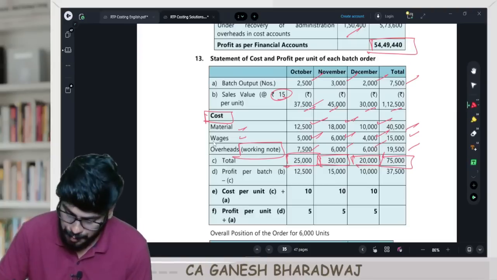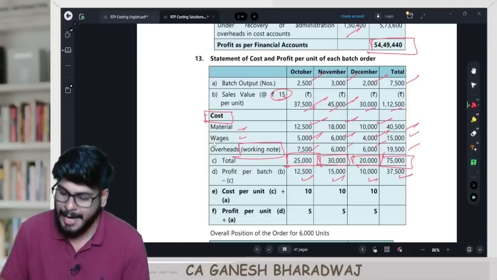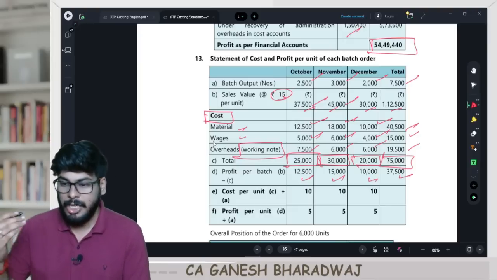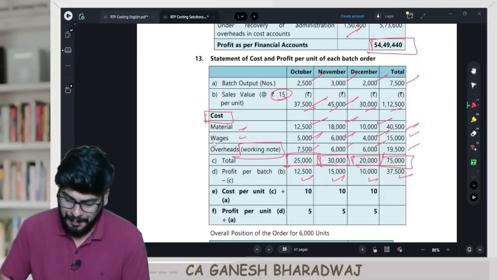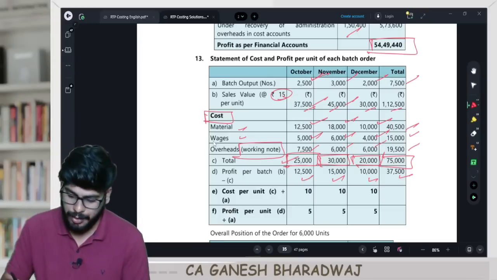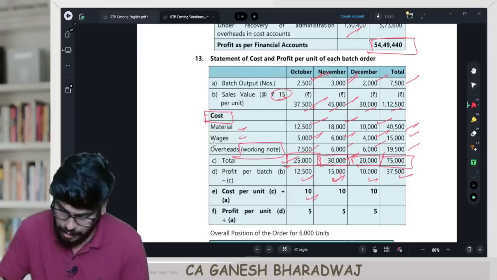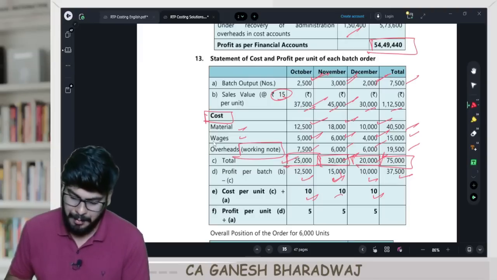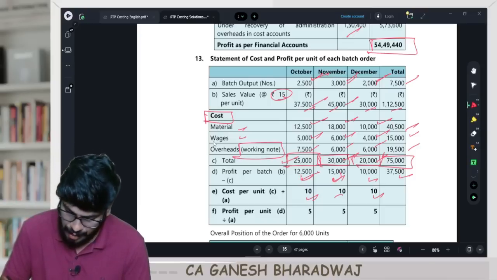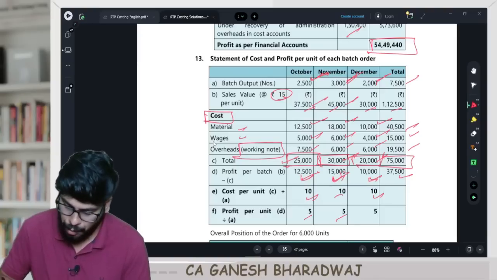The profit per batch is going to be 37,500 minus 25,000. It's 12,500. 45,000 minus 30,000, it's going to be 15,000, and 30,000 minus 20,000, it's going to be 10,000. You can add it up and you'll arrive at 37,500. So now what's going to be the cost per unit? So now the respective month you can take here, the total cost 25,000 is the cost for 2,500 units. You divide that, you get 10 rupees. 30,000 divided by 3,000, you get 10 rupees. 20,000 divided by 2,000, you get 10 rupees. Similarly, the profit per unit for each of the batches, 12,500 divided by 2,500, you get 5 rupees. 15,000 upon 3,000, 5 rupees, and 10,000 upon 2,000, you get 5 rupees.